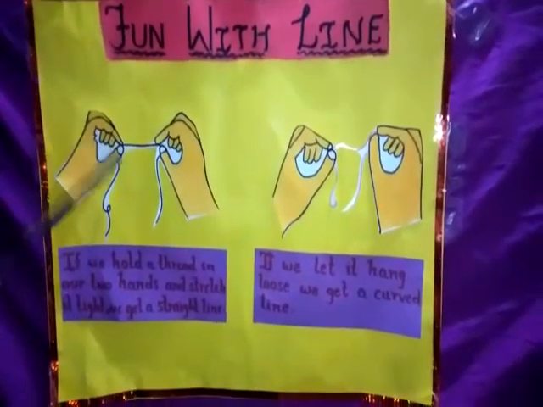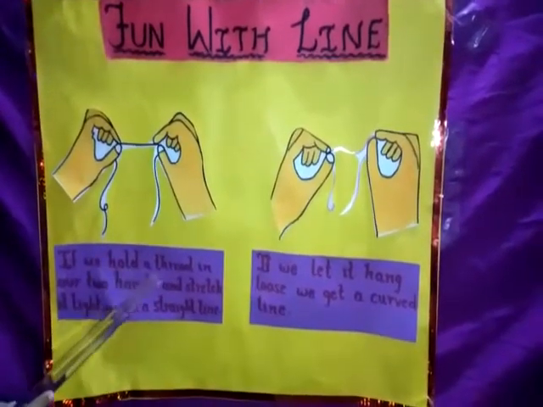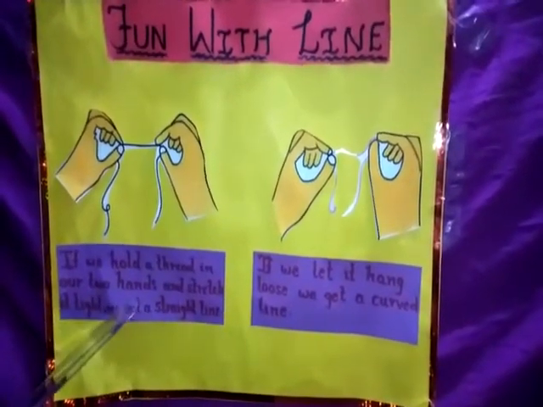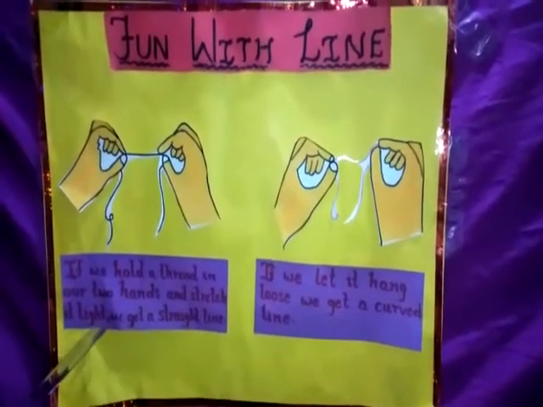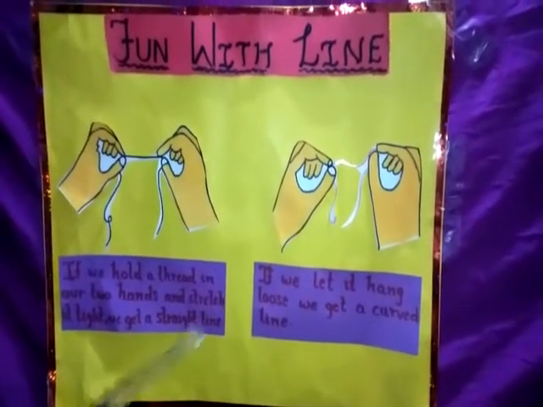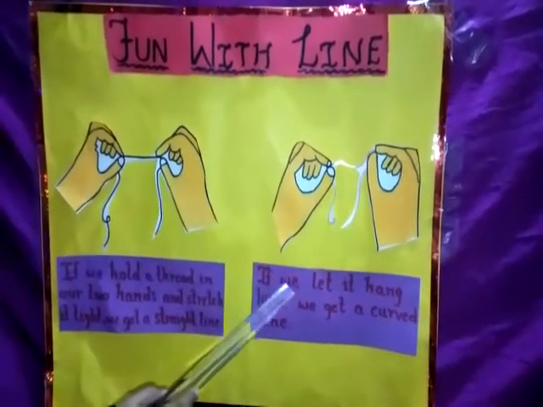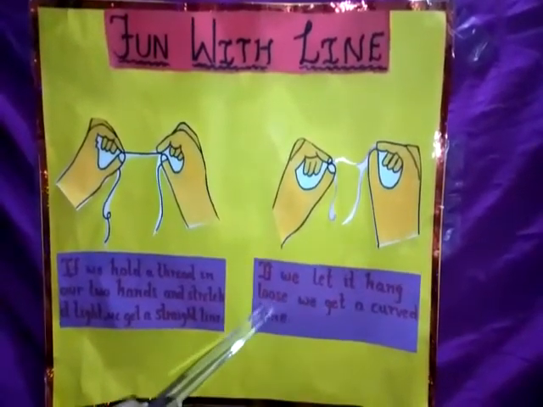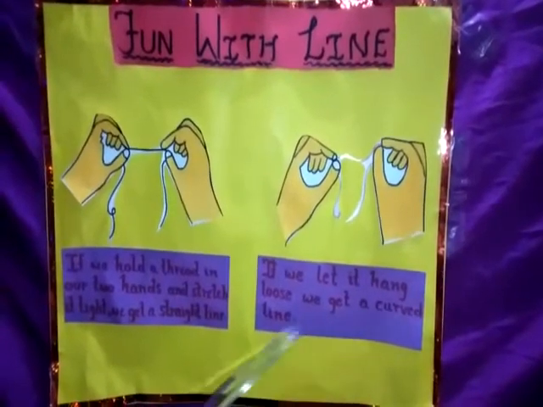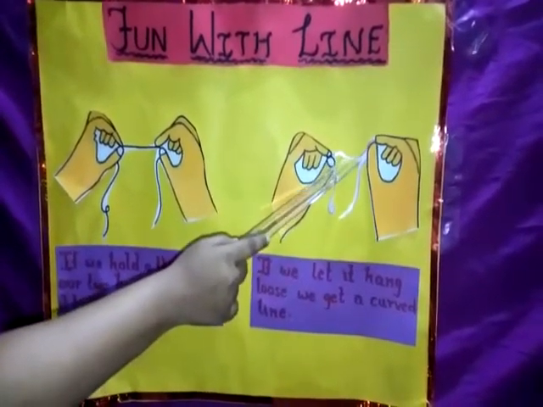Now students, see here. If we hold a thread in our two hands and stretch it tight, we get a straight line. See, this is a straight line. Okay, and if we let it hang loose, we get a curved line. See, this is the curved line.